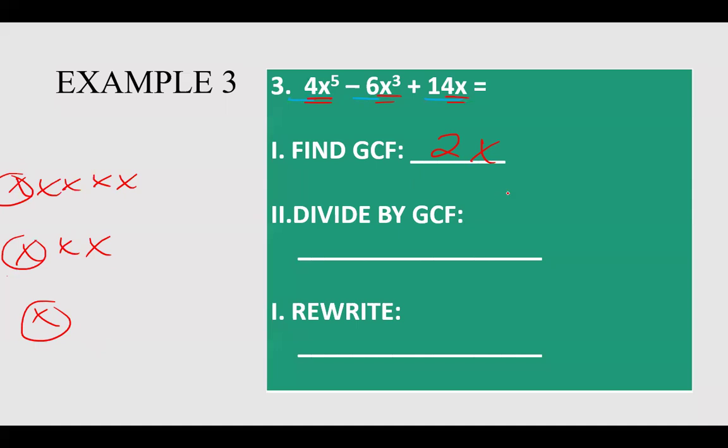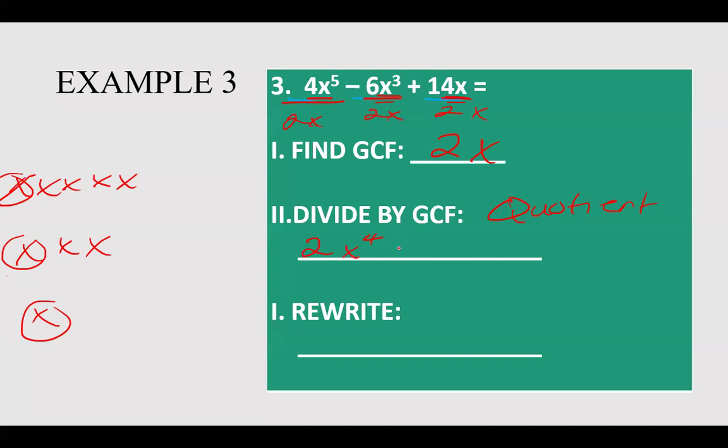Okay? When you're dividing, that means we're finding our quotient, because the result of division is the quotient. So I'm going to divide numerically everything by 2. Okay? Variable wise, I'm dividing everything by x. Okay? 4 divided by 2 is 2. X to the fifth divided by x means I'm taking away 1x. So when I take away 1x, how many am I left with? 4. So that becomes x to the 4.